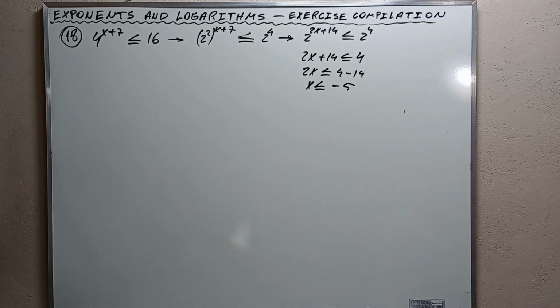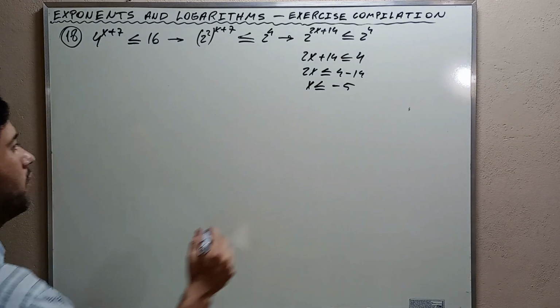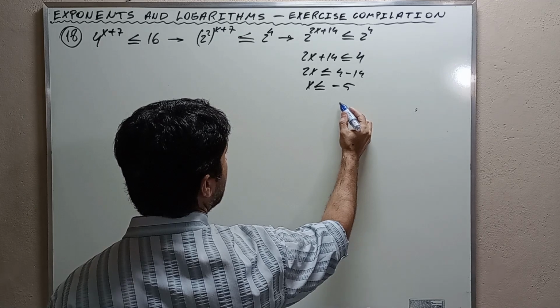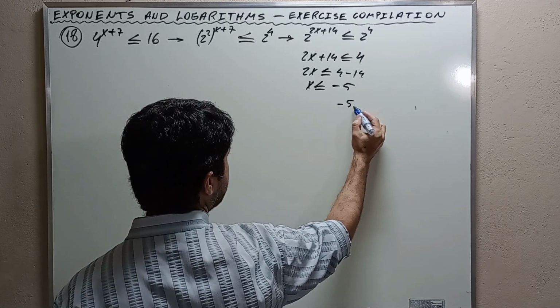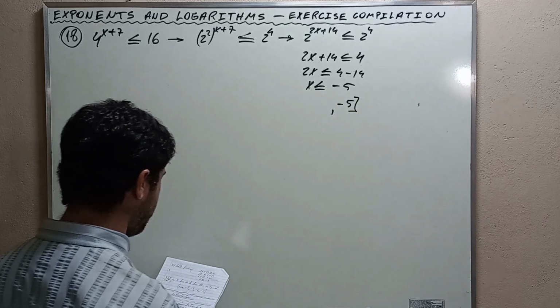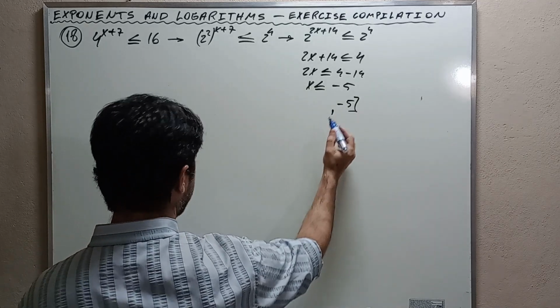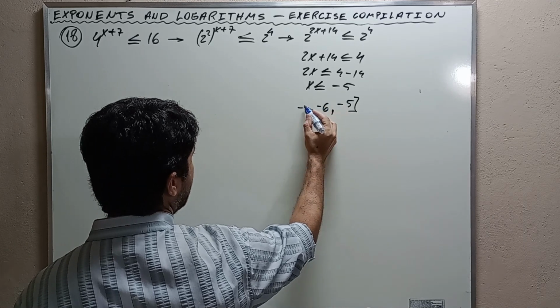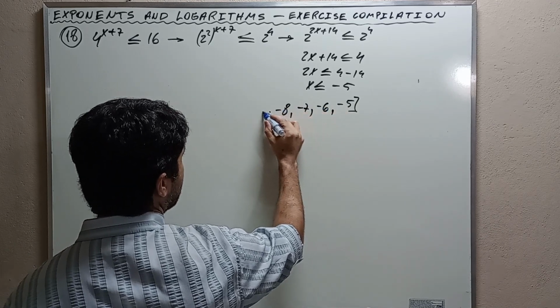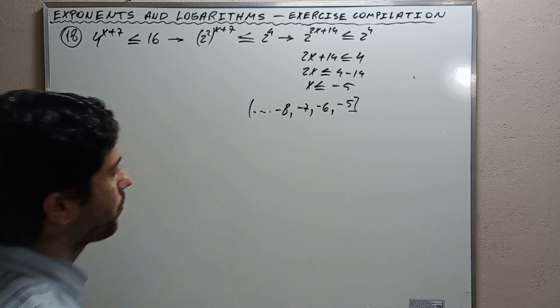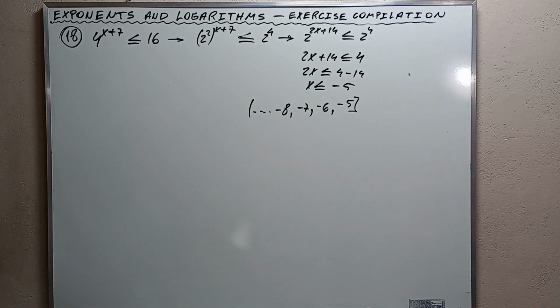And then what is the solution set? The solution set is this. The upper boundary is negative 5. And we are going to have numbers here: -6, -7, -8, and so on. Okay? This is the solution set of our problem. Okay, my friends, and this is all for exponentiation.